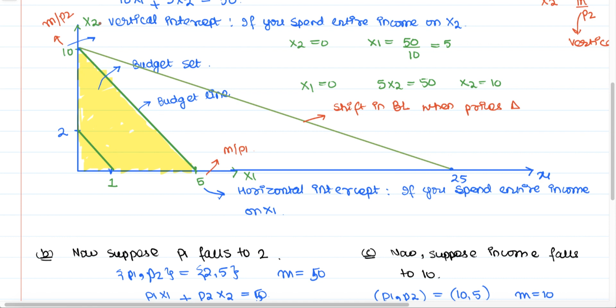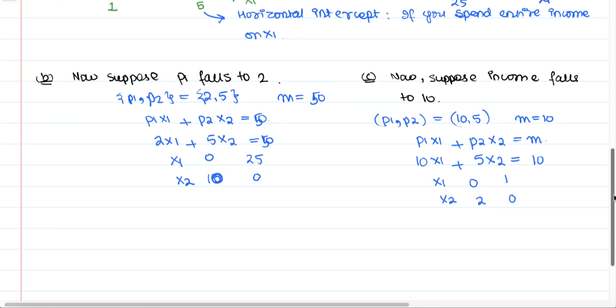Since there is no change in this vertical intercept, it pivots around this vertical intercept, and this guy, this is now the shift in the budget line when income changes. In this case, when income falls, there is an inward shift, right? And in case income would have increased, it would have been an outward shift in the budget line.